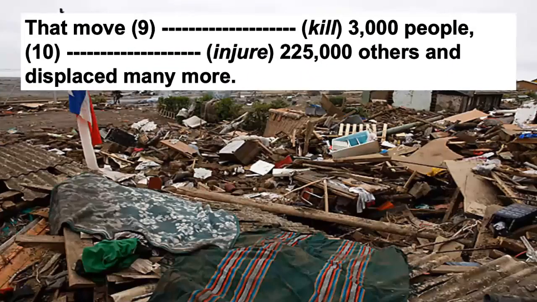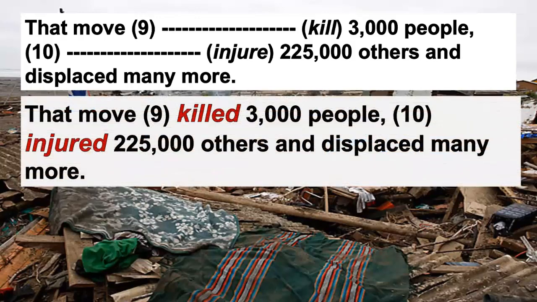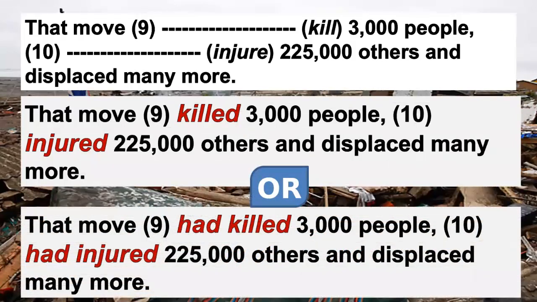That move killed 3,000 people, injured 225,000 others, and displaced many more. The answer here is killed, injured. Or the answer also can be had killed, had injured.